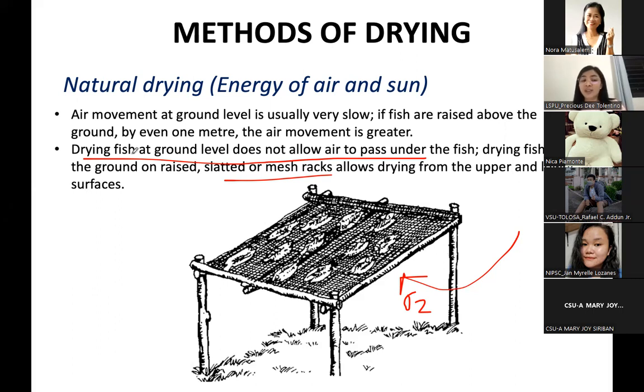And ito kasi nakalagay, for example, itong lalagyan ng dried fish, it should be better na 1 meter yung kanyang taas. 1 meter to allow greater movement of air. Lumabas dito sa board exam yung tanong na ilang meters yung recommended for drying fish. Yung sagot doon is 1 meter.